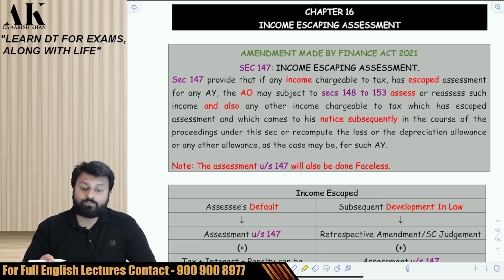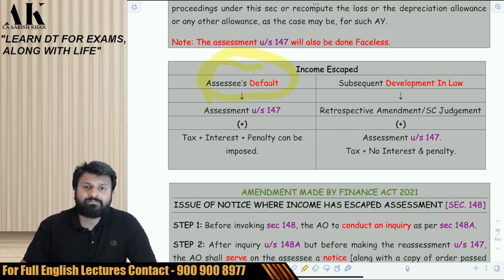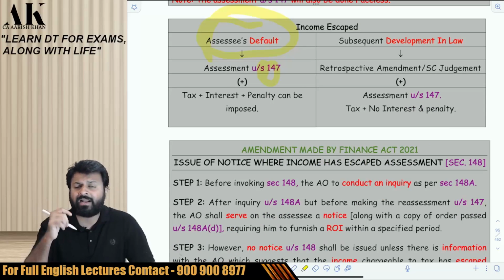Income can escape because of whom? Income can escape because of the assessee's default. Because the assessee has not shown that income in the income tax return earlier, or he has not filed the return at all, it can be called income escapement. And in that case, 147 will be applied against him. He will be liable for tax, interest, and penalty. Now, the second one is very critical.